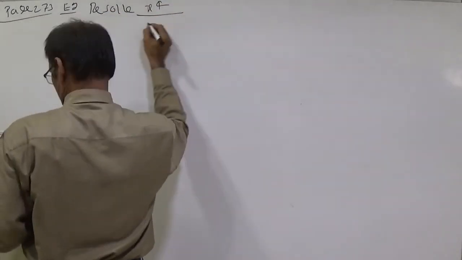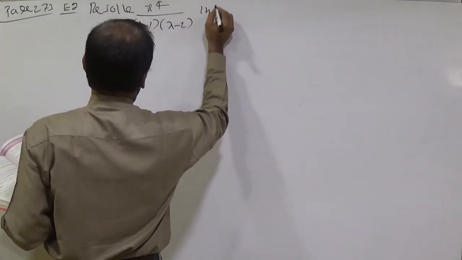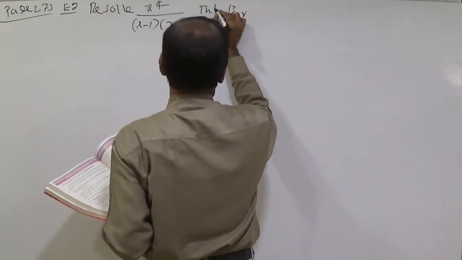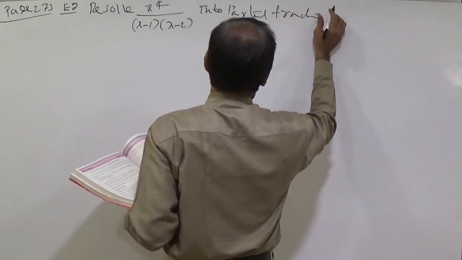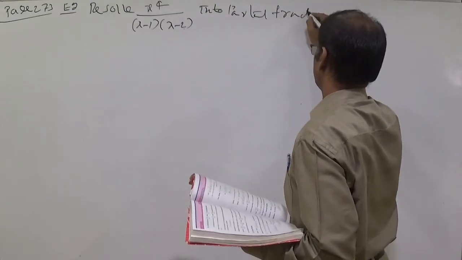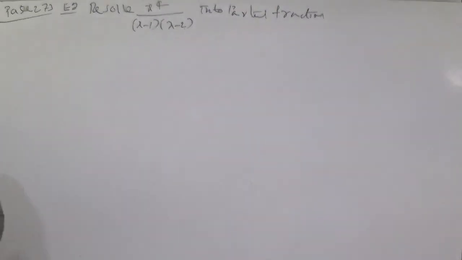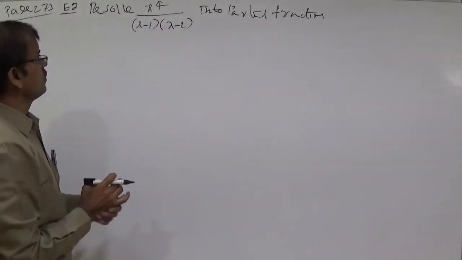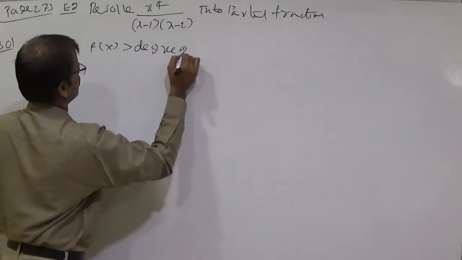Resolve x power 4 whole by x minus 1 into x minus 2 into partial fractions. Here, you see the question, x power 4 by x minus 1 into x minus 2. So the degree of the numerator, I mean the degree of f of x, is greater than the degree of g of x.